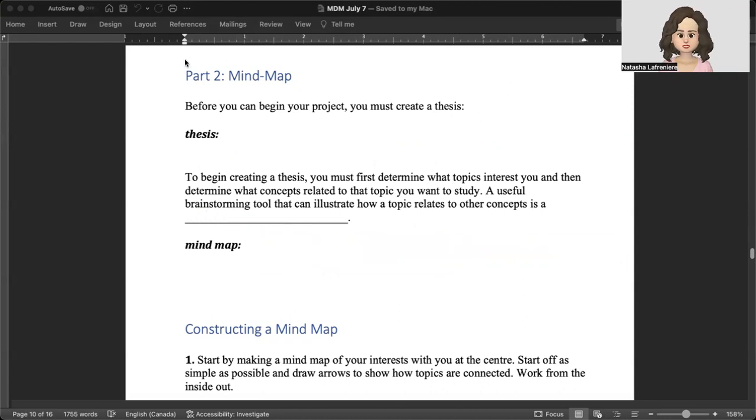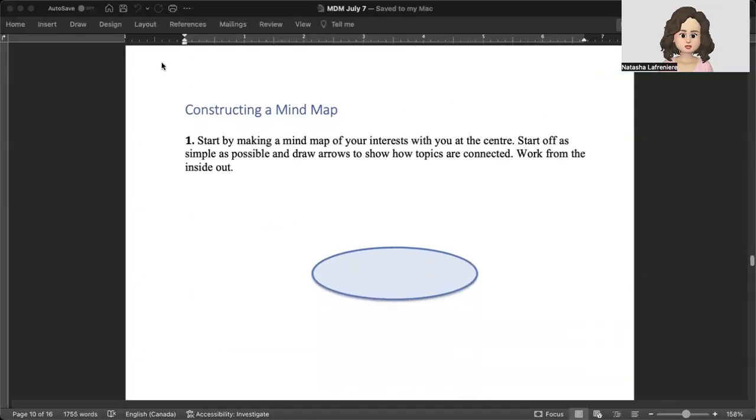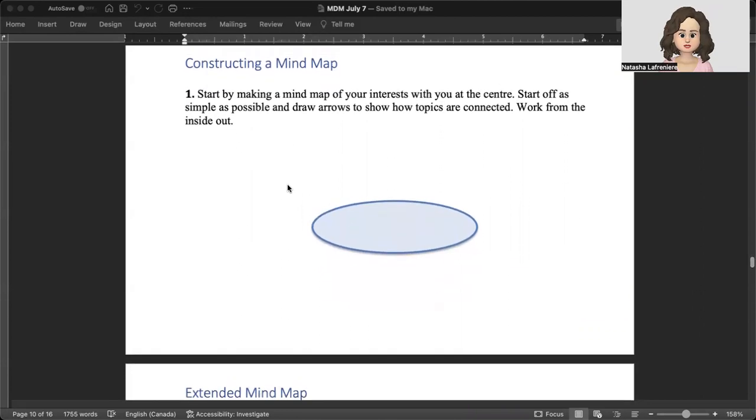So look at things that you really enjoy, right? It always makes your project a lot more interesting for you, and you want to end up doing it because you're invested in it. It's something that you enjoy.